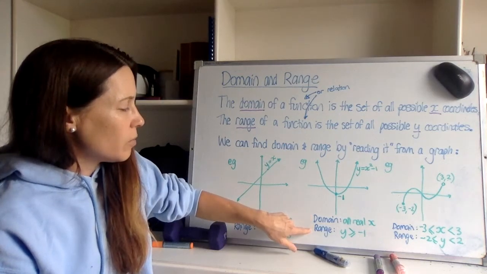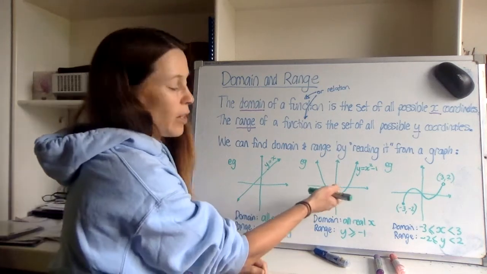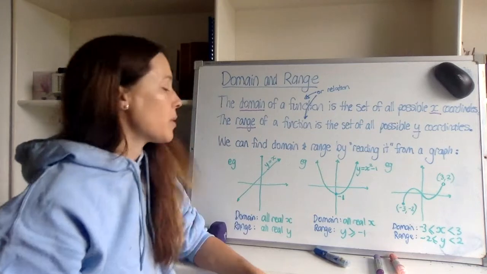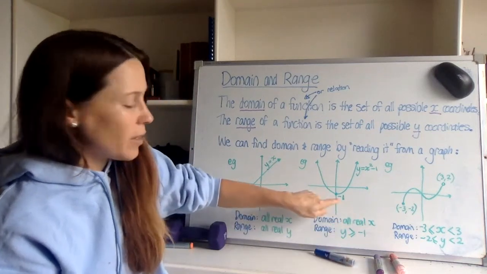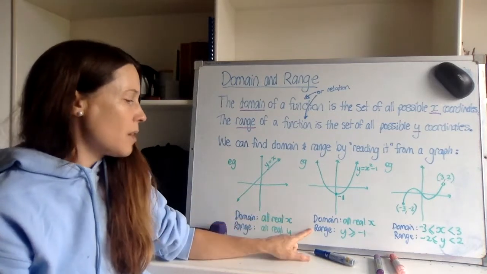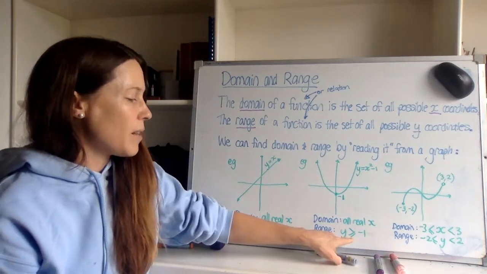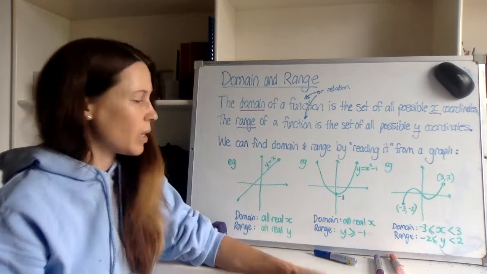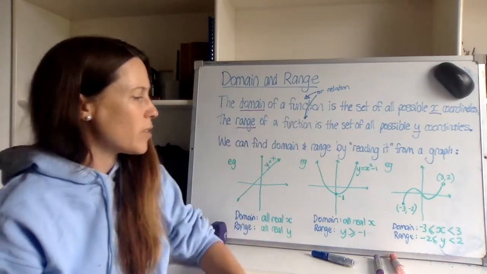The range, though, we can clearly see that this graph has a low point, and from there it's always going upwards. So there are never going to be any y values down here lower than -1. So we explain that by saying the range is y is greater than or equal to -1, because that's its low point, all values above.